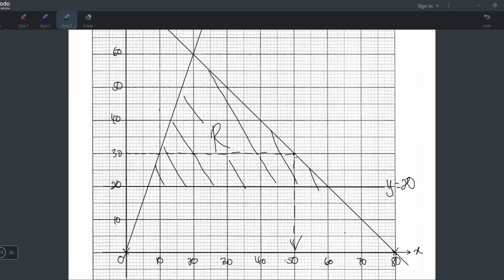Okay, why you have to tarik until here is because maximum. Maximum means you have to go until the last contact point with the shaded region. Yeah, the last time dia sentuh shaded region is here. If you keep going, then tak ada shaded region here already. So this is the last contact point with shaded region. So that's the answer, 50.